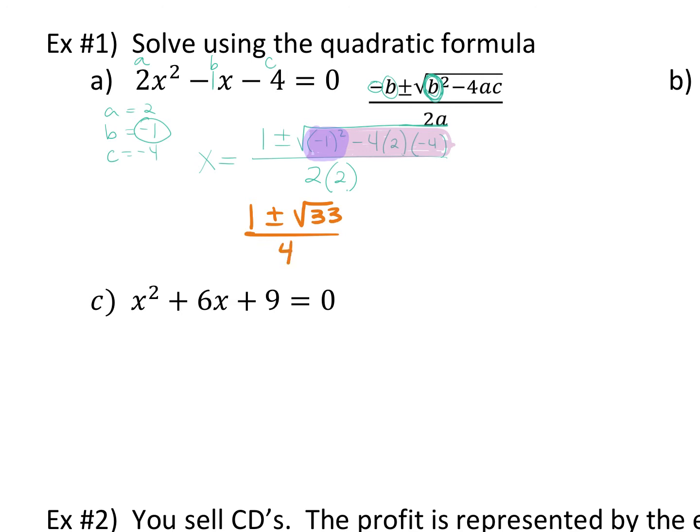Okay, here's where you can kind of split ways. You need two answers. 1 plus the square root of 33 over 4, and 1 minus the square root of 33 over 4. Okay, here's what I do. You don't have to do it this way, but you avoid a lot of errors if you do it this way. Type in this, and then hit enter, and then divide by 4.